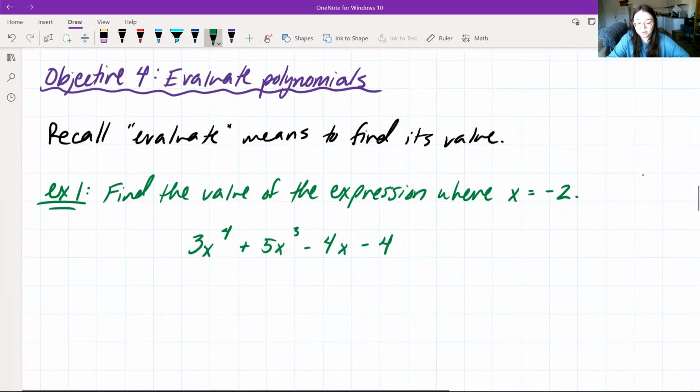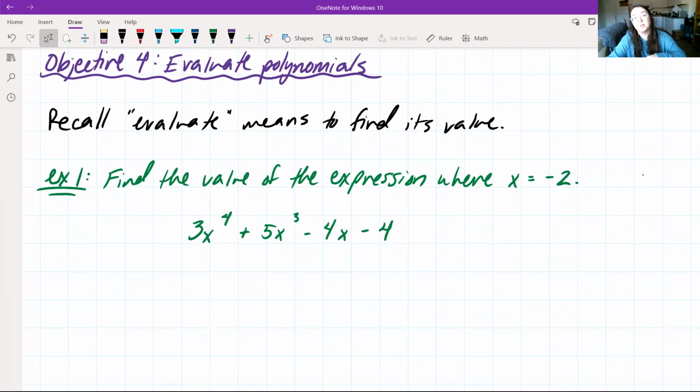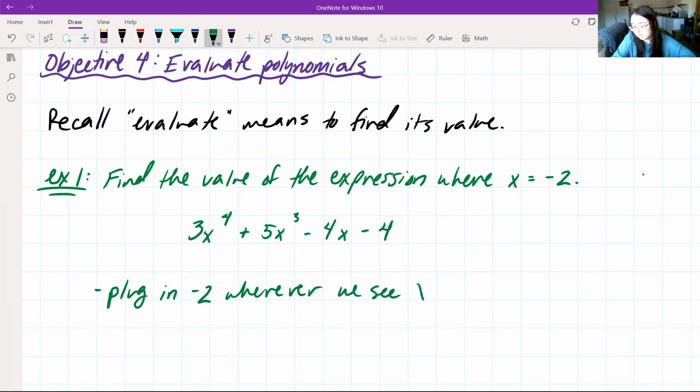So if we just want to evaluate this polynomial, we're just going to plug x equals -2 in for all the places that we see x in our expression. So we are going to plug in -2 wherever we see x in our expression.